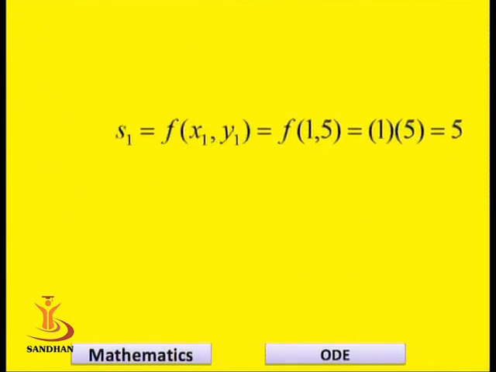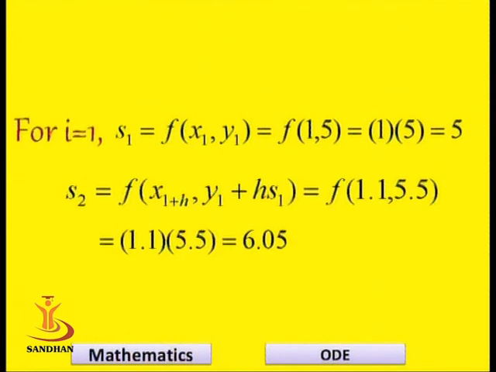Substituting these values to compute S1, we have S1 is equal to f of x1 y1, which is f of 1 and 5. What is f of xy? X into y. So that is 1 into 5, and the value is 5. So the value of S1 is 5.